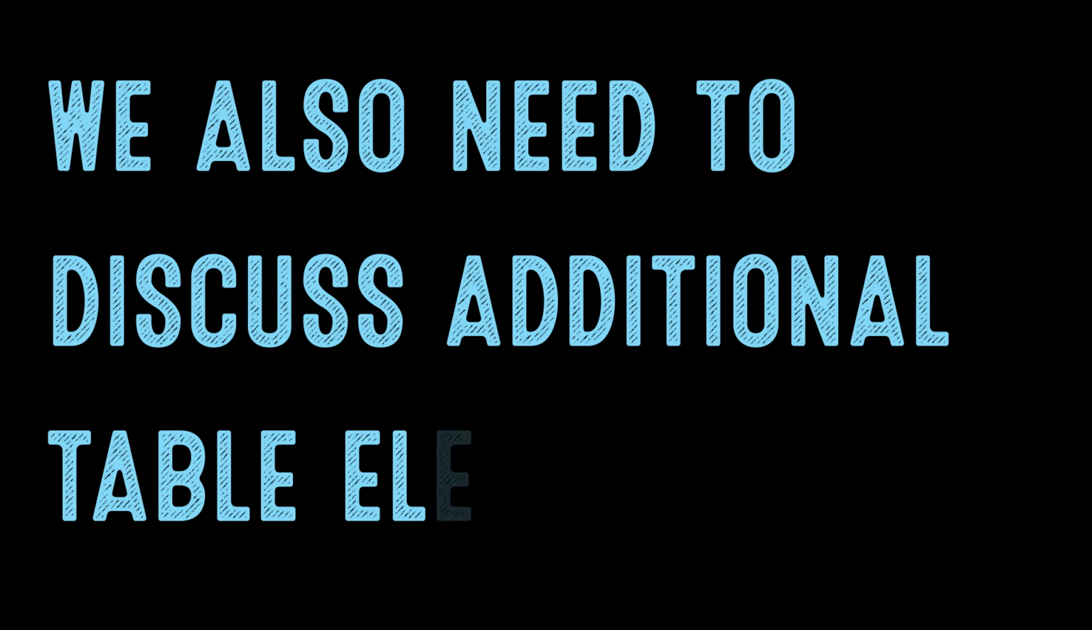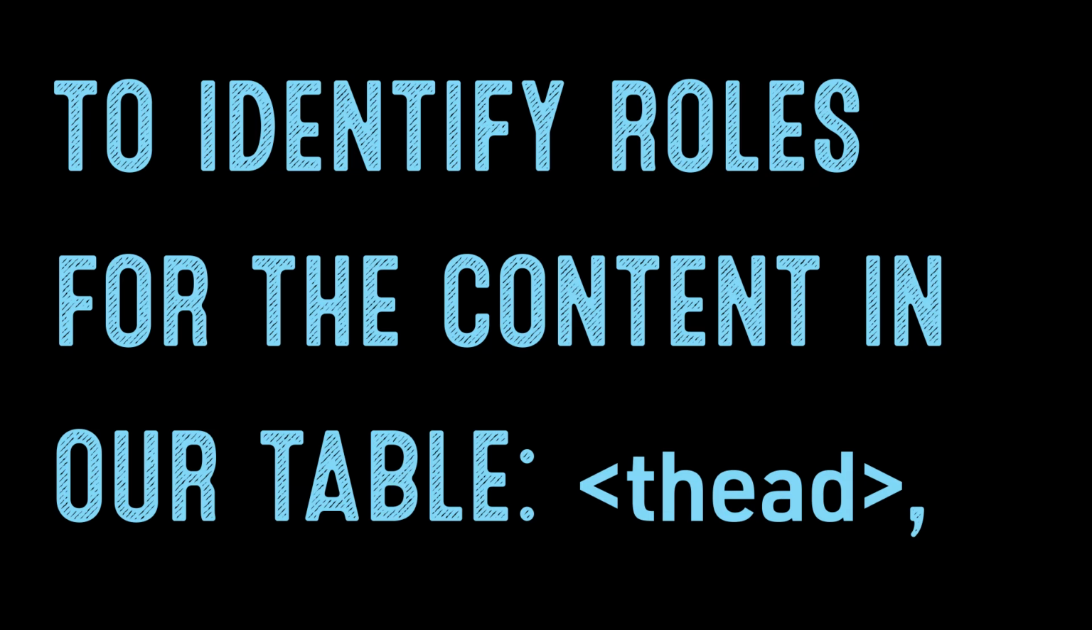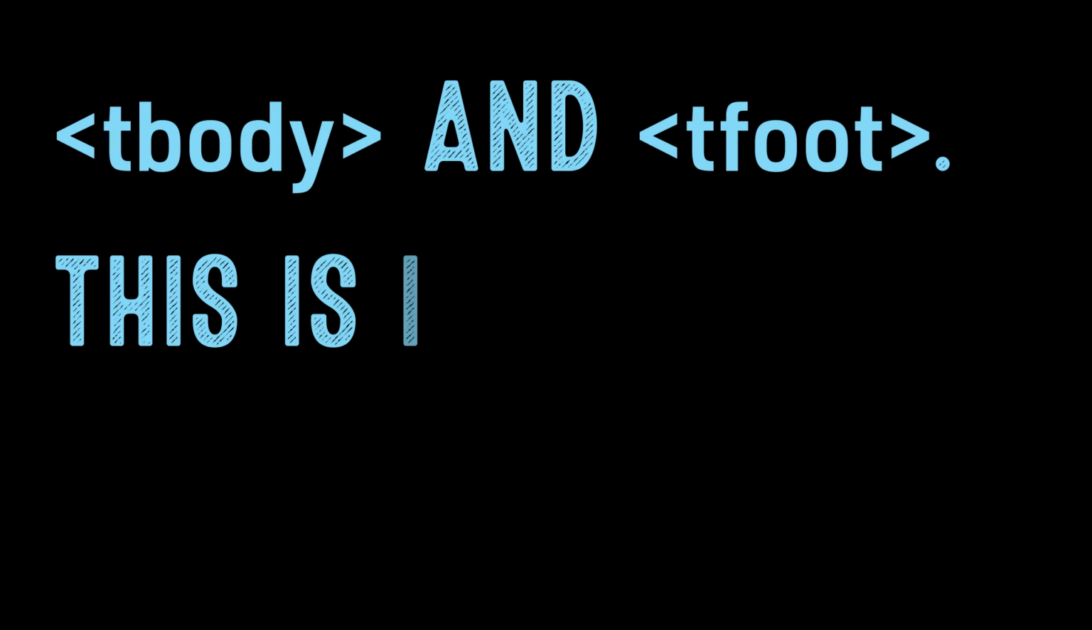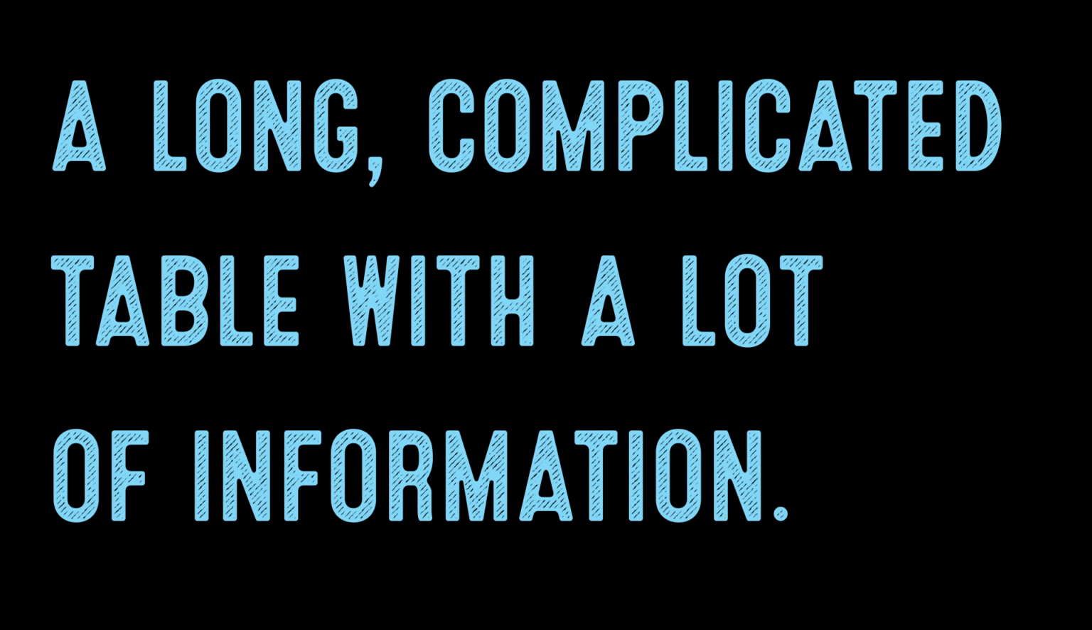We also need to discuss additional table elements that have to do with semantic markup. These elements help to identify roles for the content in our table: the table head, the table body, and the table foot elements. This is important when you have a long, complicated table with a lot of information.